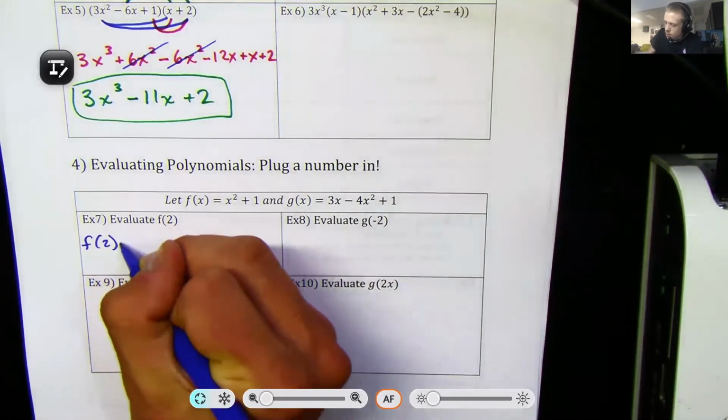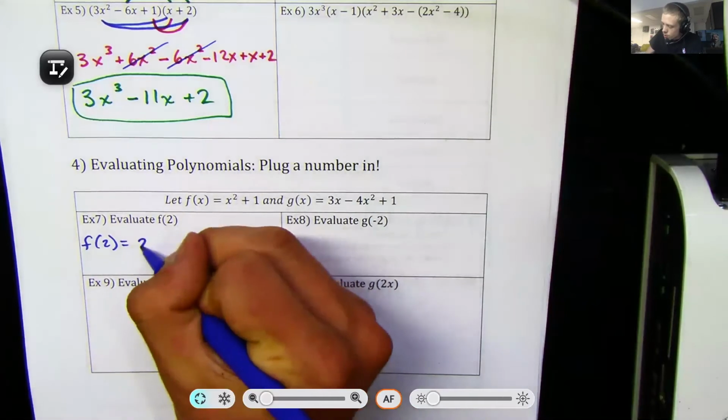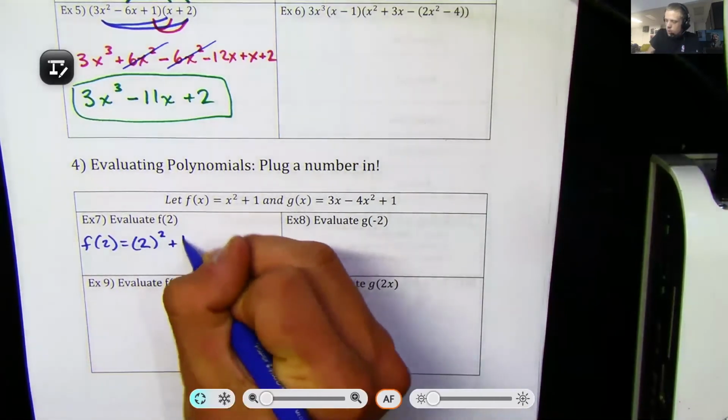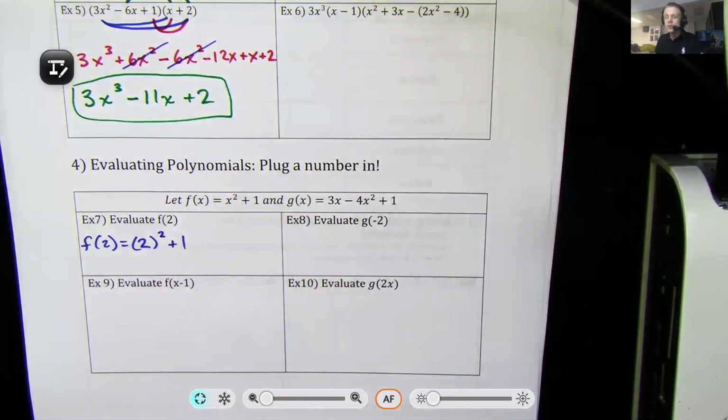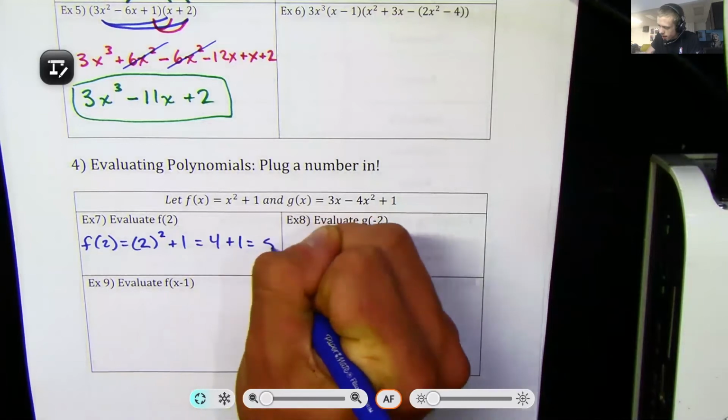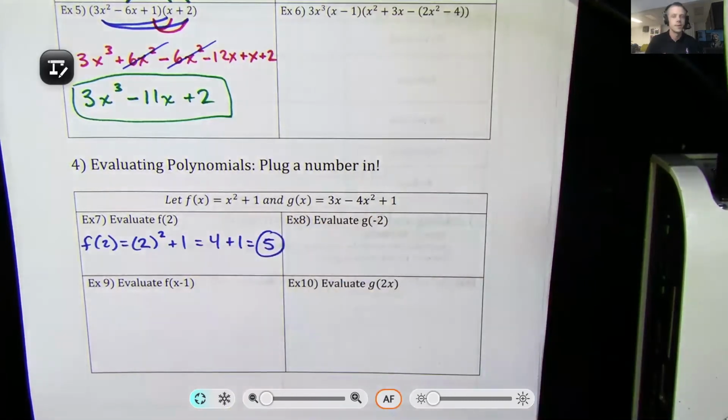F of 2 equals 2. I always use parentheses when I'm plugging in. 2 squared plus 1. Well, I know what 2 squared is. That's 4. Plus 1 gives me 5. And that is our answer. So normally when we evaluate with numbers, we wind up with a number. Let's look at another one.